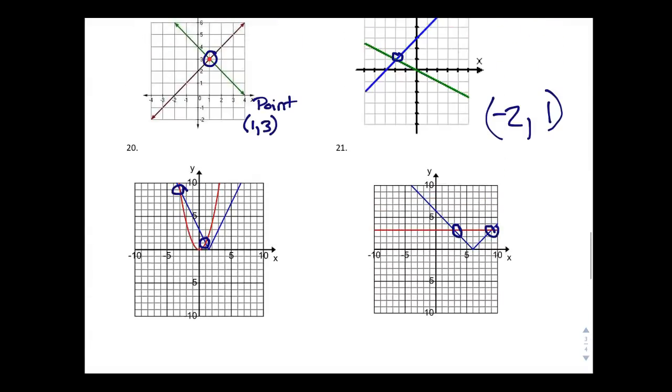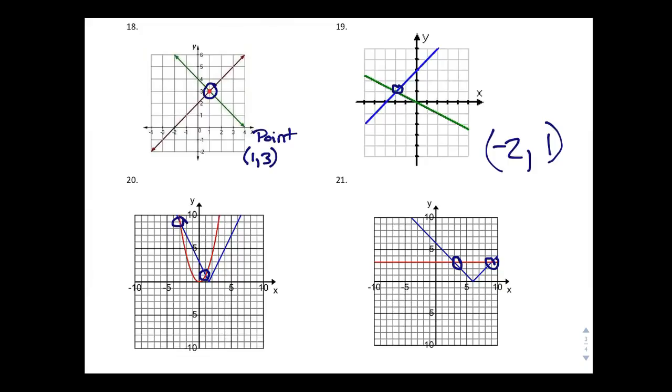Okay, that's the end of my absolute value sheet. I have one more to go through.